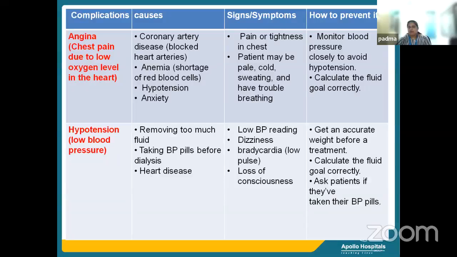Hypotension may be caused by dehydration, taking BP pills before dialysis, or heart disease. The symptoms are a low BP reading, dizziness, bradycardia, low pulse, and loss of consciousness. The management is to get an accurate weight before a treatment. Based on that, calculate the fluid goal correctly, and ask patients if they have taken their pills or not before starting the dialysis.